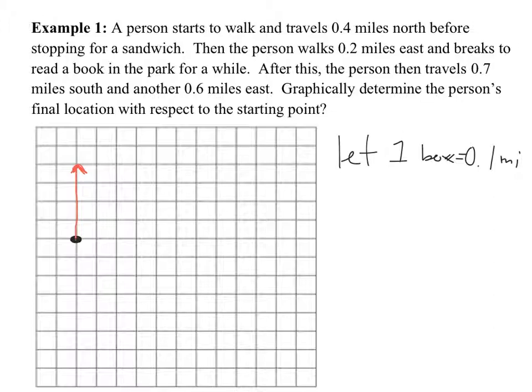From there, what happens next, Honor? 0.2 miles east. Good. 0.2 miles east is next. So 2 boxes to the right. Okay, I'll underline that in blue, actually.